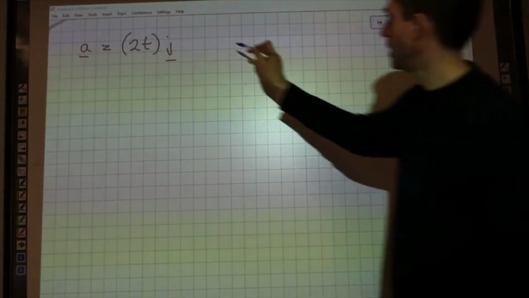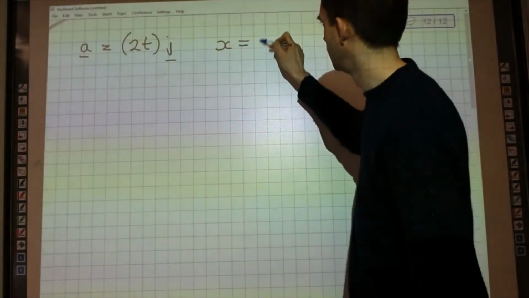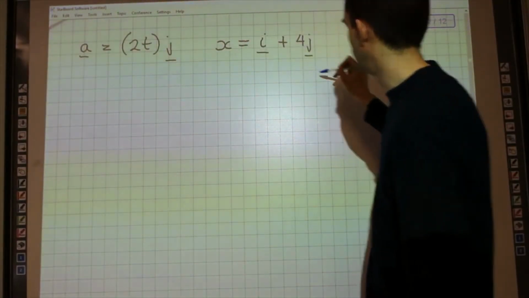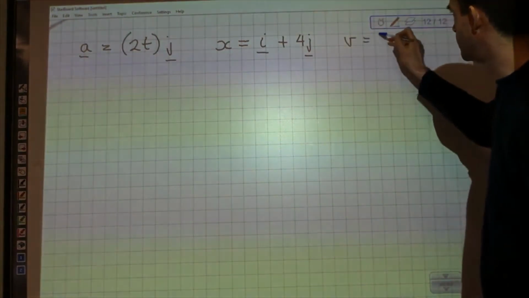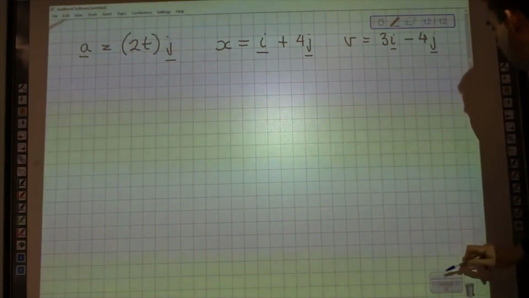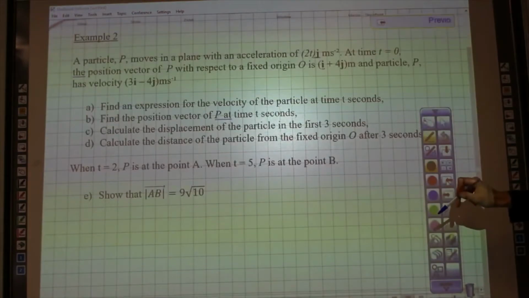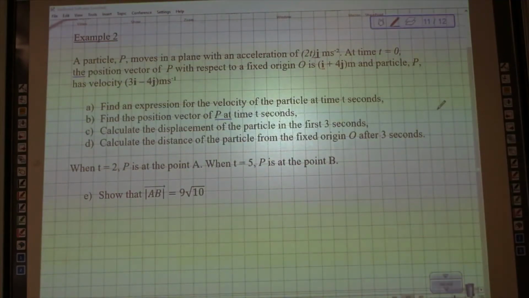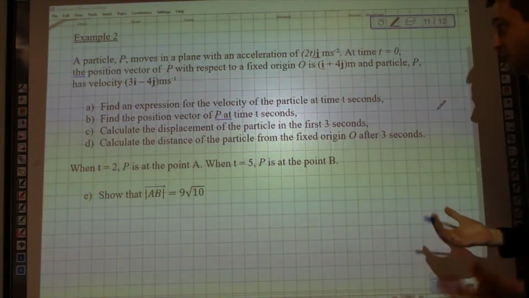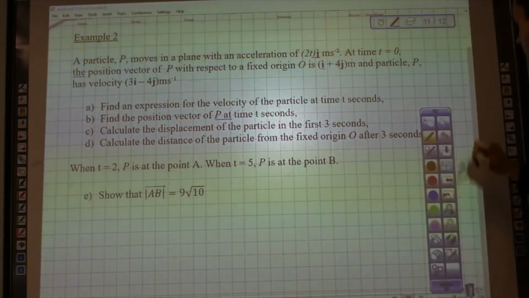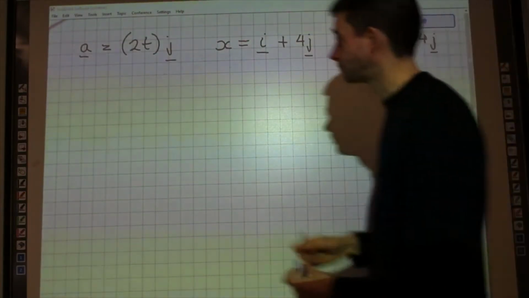I'm just going to check that. i plus 4j, lovely. In part A we're asked to find an expression for the velocity of the particle at time t seconds. Now there's something that can potentially trip us up here.